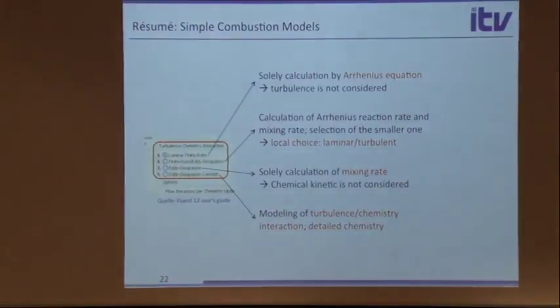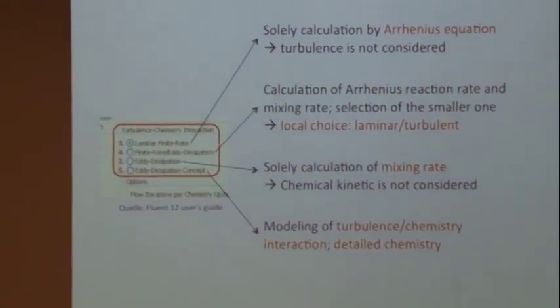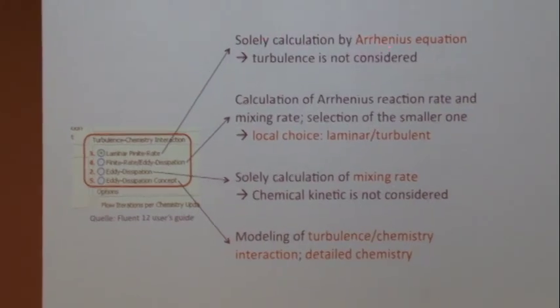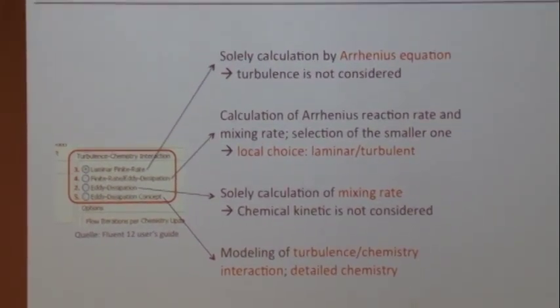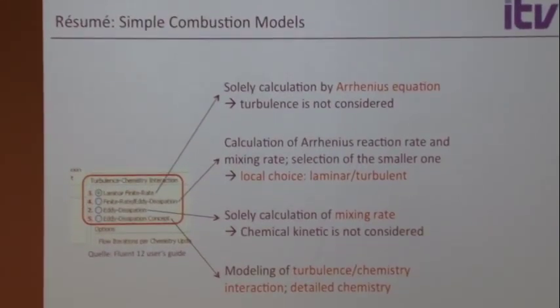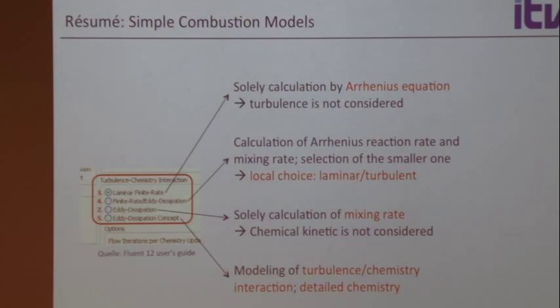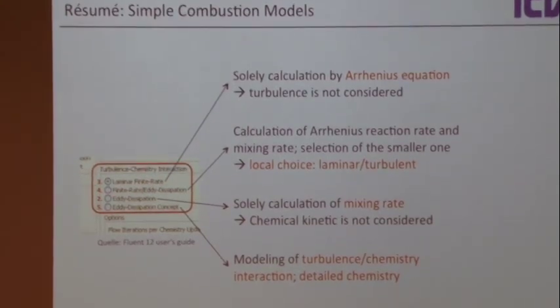Okay, so maybe here, to summarize, there is this laminar finite rate chemistry model where you only solve the Arrhenius terms with a mean. That is good for infinitely fast mixing, very slow chemistry, but maybe not otherwise for typical combustion processes.